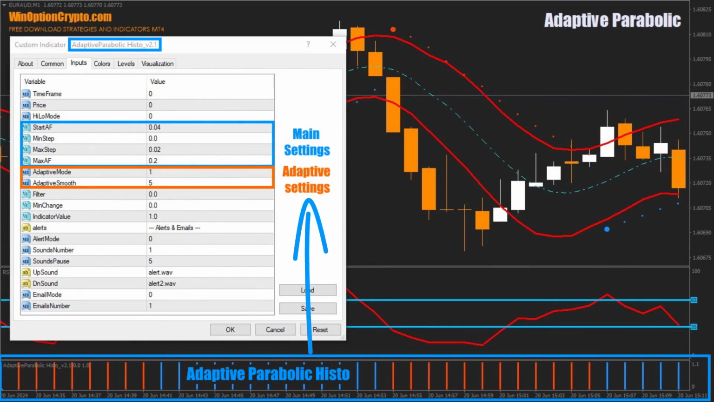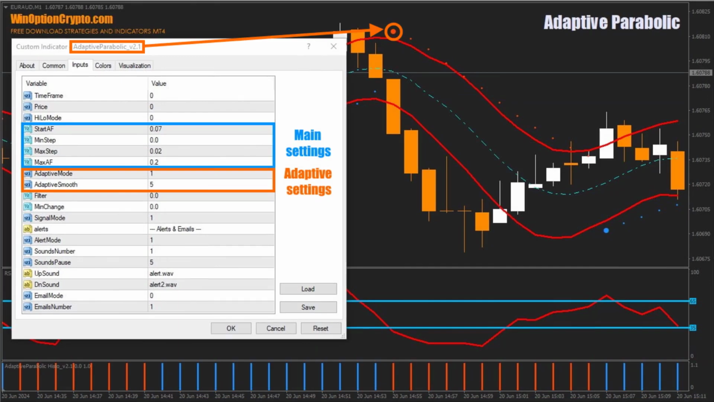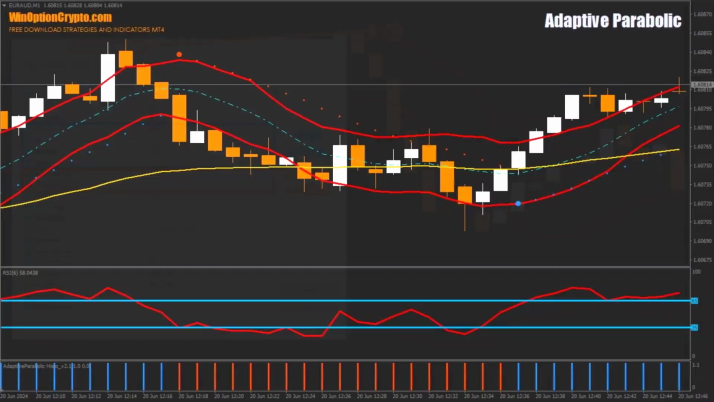In terms of the principle of operation, the Adaptive Parabolic indicator is not much different from the standard parabolic, built into the MetaTrader 4 platform. Binary options traders can use it to determine the reversal point, and Forex traders to set protective stop orders. Visually, the Adaptive Parabolic is a dot located below the price during an upward trend and above the price during a downward trend. The appearance of a new dot signals a change in trend and direction for opening a trade.